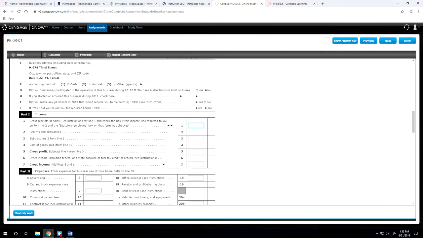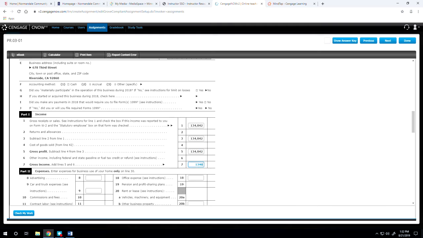I don't think there's a better way to do this on a video together with you guys. Subtract line 2 from line 1. If there's not a box, don't worry about it, just skip it. There were no returns and allowances for him. But Cengage lets you know if there's something that you need to do, which is super helpful. Gross profit, subtract line 4 from line 3. So we have the same numbers here.